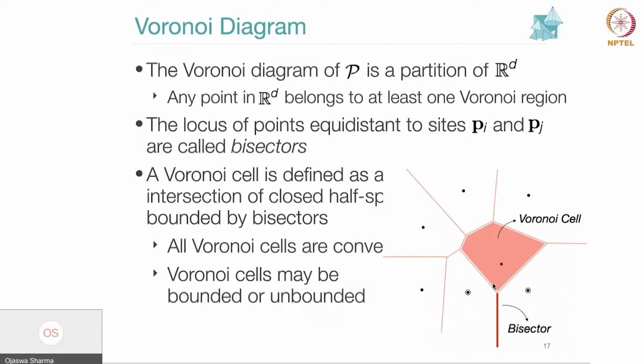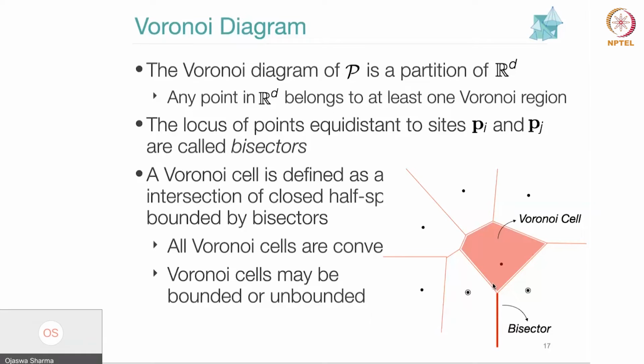So this I already told you guys. Any point in R^d belongs to at least one Voronoi region, and the locus of points equidistant to sites Pi and Pj is the bisector, right? So between two points, the line that goes exactly in between is the bisector, and it belongs to the boundary of a Voronoi cell or a Voronoi region. All Voronoi cells are convex by definition. They can't be concave.